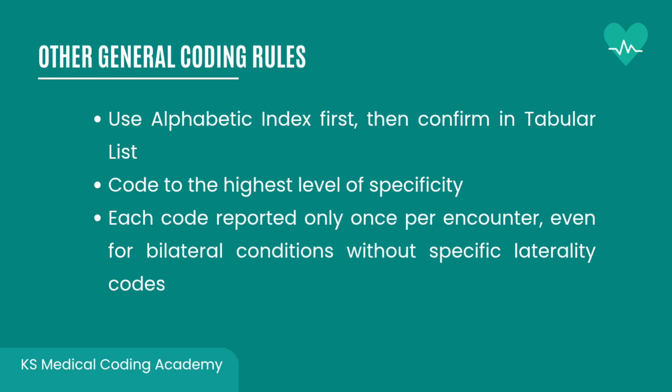Other general coding rules. Always locate the code in the alphabetic index first, then verify it in the tabular list. Only report a code once per encounter, even if it applies to both sides. Use all required characters, especially 7th characters for injuries and OB codes.